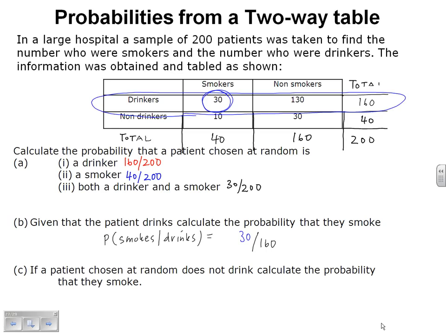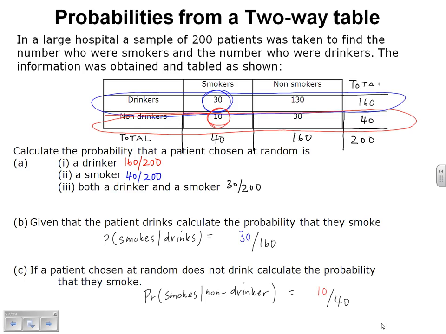Part C, if a patient chosen at random does not drink, calculate the probability that they smoke. The word if is another indication of conditional probability. This time, what's the probability that they smoke, knowing that they are non-drinkers? We're only looking at the non-drinkers, i.e. that second row, the row highlighted in red. Out of the 40 there, how many smokers are there? A total of 10 smokers out of that 40. Probability that they smoke, given that they're a non-drinker, 10 out of a possible 40.